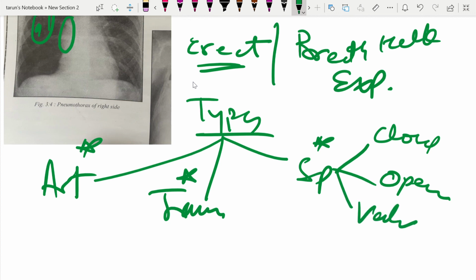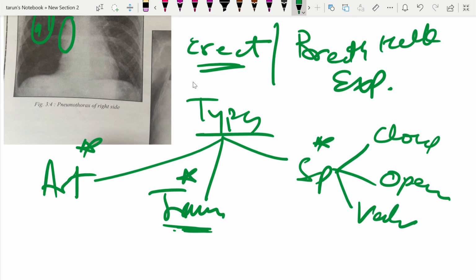Artificial pneumothorax induces collapse. Traumatic is because of a stab injury. Then to diagnose the type of pneumothorax, the history of onset and the progress of the symptoms are the two most important determinants.